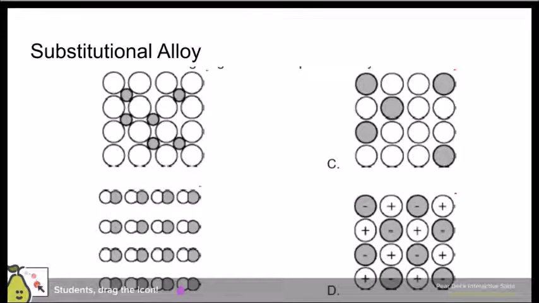Which one do you think is the substitutional alloy? The one that looks the most substitutional to me would be letter C, and you can see this top right one right here, where some of the circles have been taken out and shaded circles being put in. That's substitutional. The one at the lower right can't possibly be the answer. That's an ionic solid.